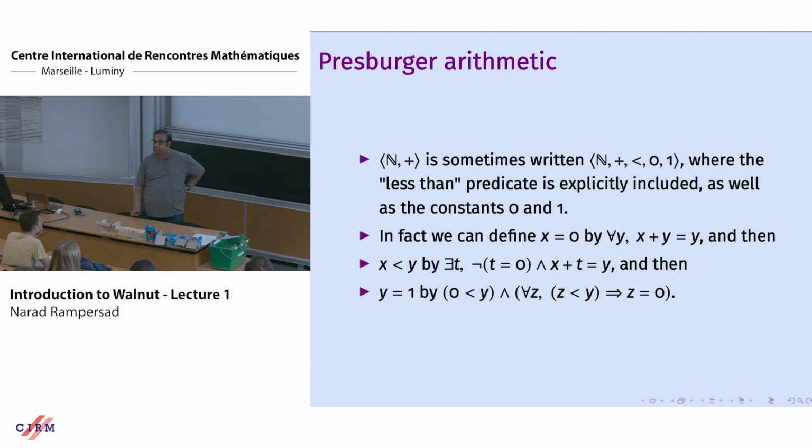Right, that defines zero. And then when I have zero, I can define less than by saying, okay, x is less than y if x plus t never equals y, and then I can define one by saying, okay, well, y is one if for every z less than it, the only z less than it is zero. That's what I want to say. Right? So I can define a few things. I have less than, I have constants zero and one. I have addition.